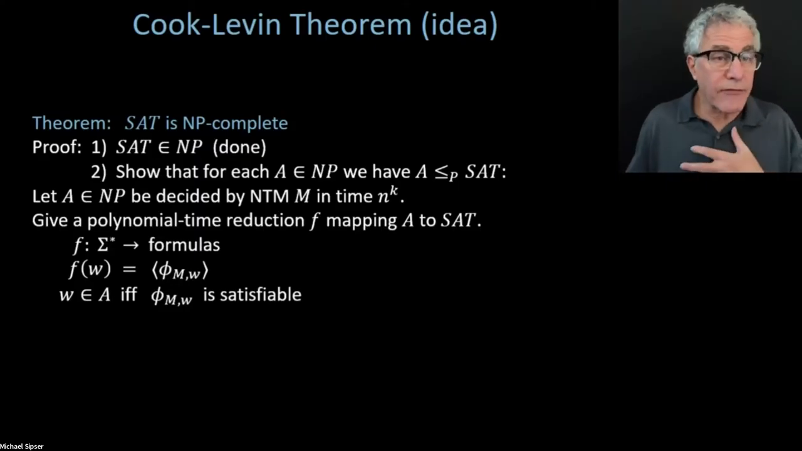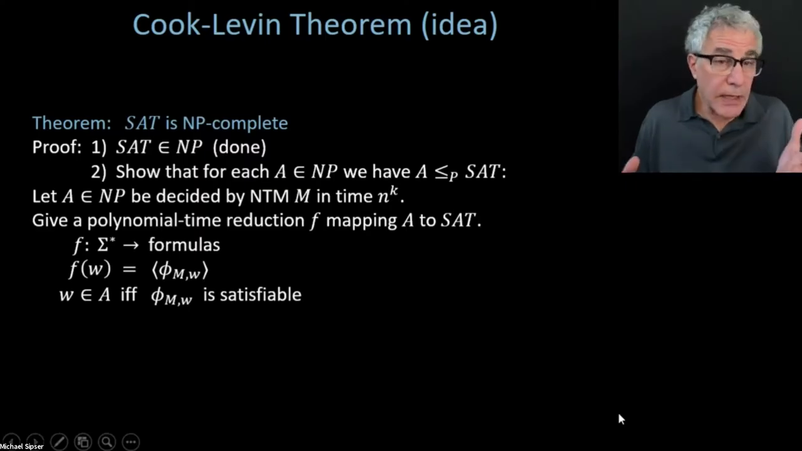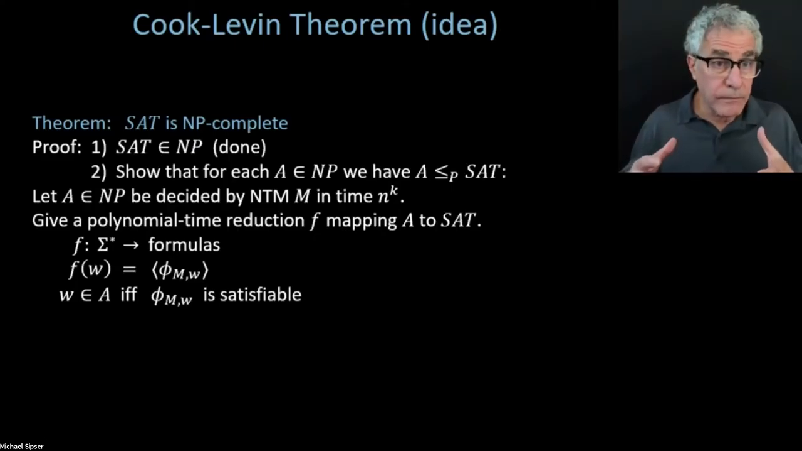Okay, so how is that formula going to work? How can I produce such a formula? Of course, I don't know whether W is in A or not, because I'm just a polynomial time reduction. And A is an NP language, so polynomial time probably is not enough to solve whether W is in A. So I've got to do that mapping without knowing the answer.